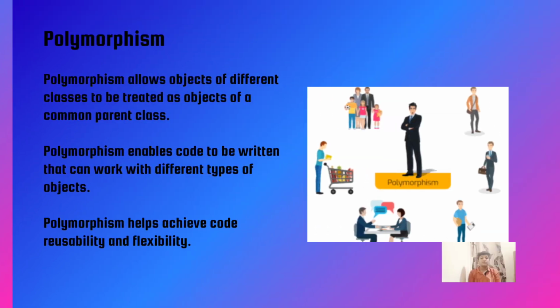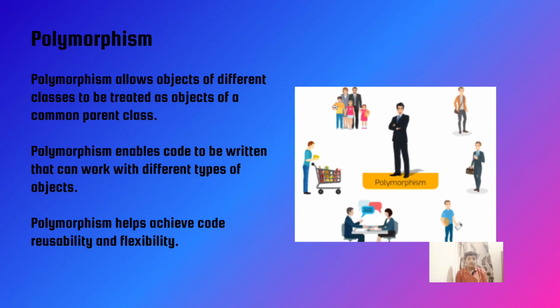Let's see about polymorphism. Polymorphism allows objects of different classes to be treated as objects of a common parent class. Polymorphism enables code to be written that can work with different types of objects. Polymorphism helps achieve code reusability and flexibility.